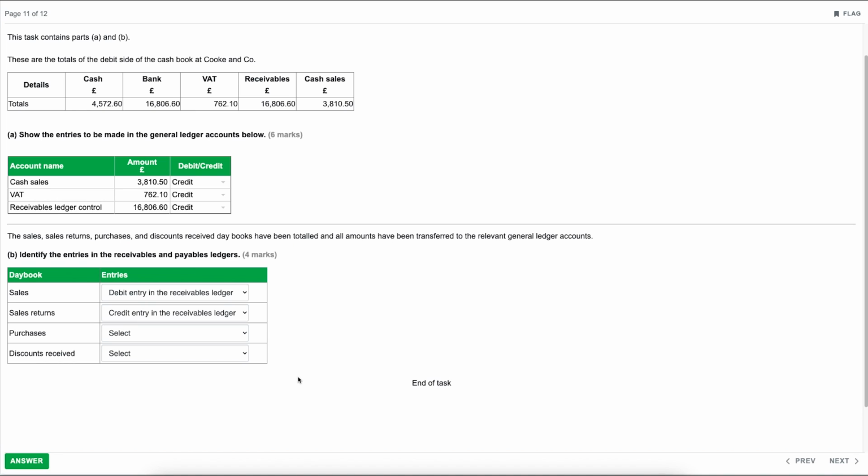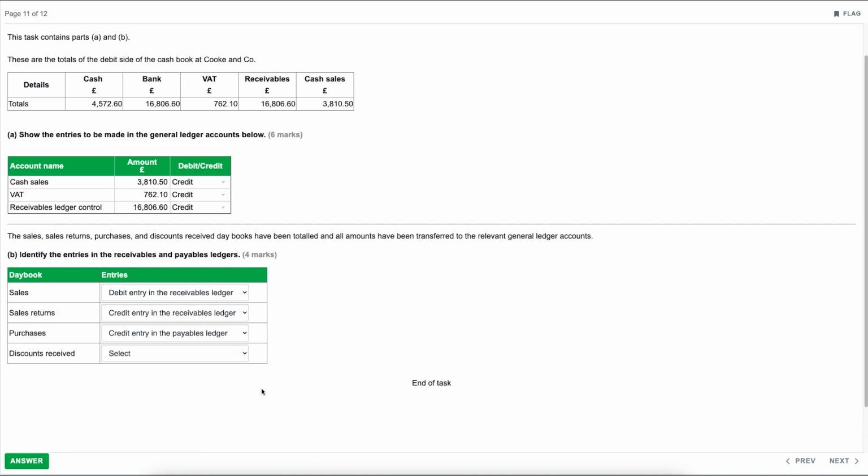Okay, so let's think about firstly, how do we record a purchase on credit? We would debit the purchases account, we would debit the VAT account, and we would credit the payables ledger control account. So this really is the opposite to our receivables ledger. This is where we've bought something from a supplier on credit, so we owe them that money. So it's therefore a liability, and to increase a liability, we need to credit that account.